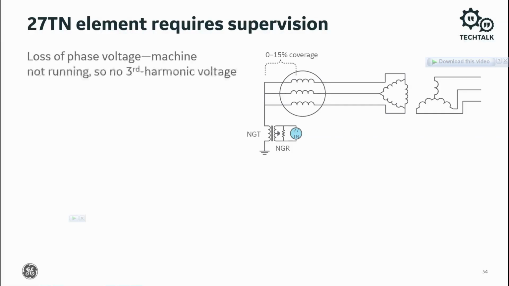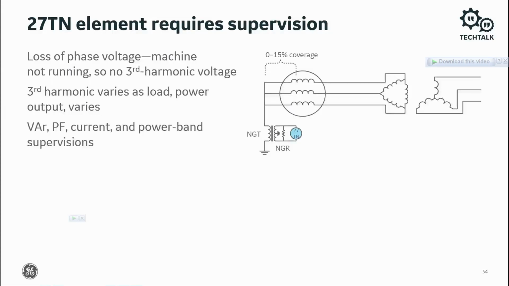When the machine is not running, it cannot generate third harmonic voltage. In addition, the third harmonic varies as the load and power output varies. Therefore, it needs supervision from VAR, power factor, current, and power band. These are additional supervisions because third harmonic levels vary with the modes of generator operation, such as synchronous condenser, pumping, and VAR sync.